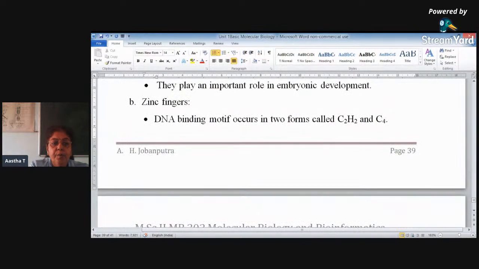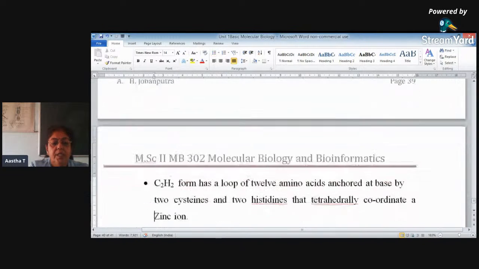Second DNA binding domain is zinc finger. This DNA binding motif occurs in two forms, C2H2 or C4 form. C2H2 has a loop of 12 amino acids anchored at the base by two cysteines. C2 is two cysteines and H2 is two histidines. So the loop has 12 amino acids, and at its base there are two cysteines and two histidines.